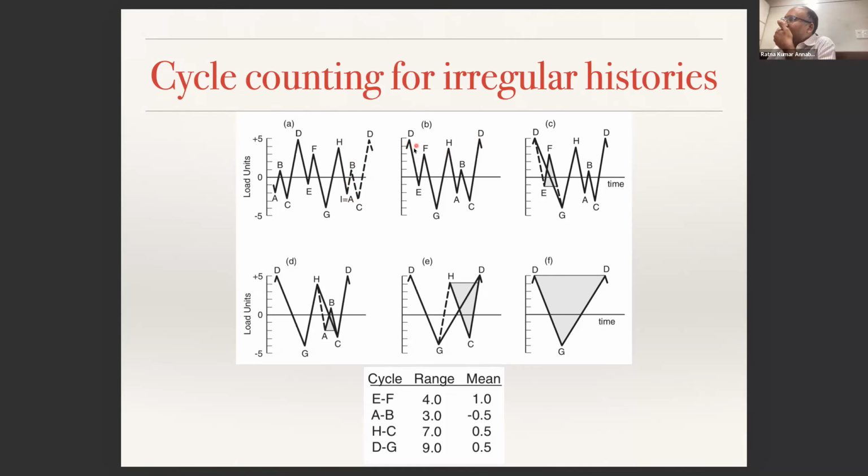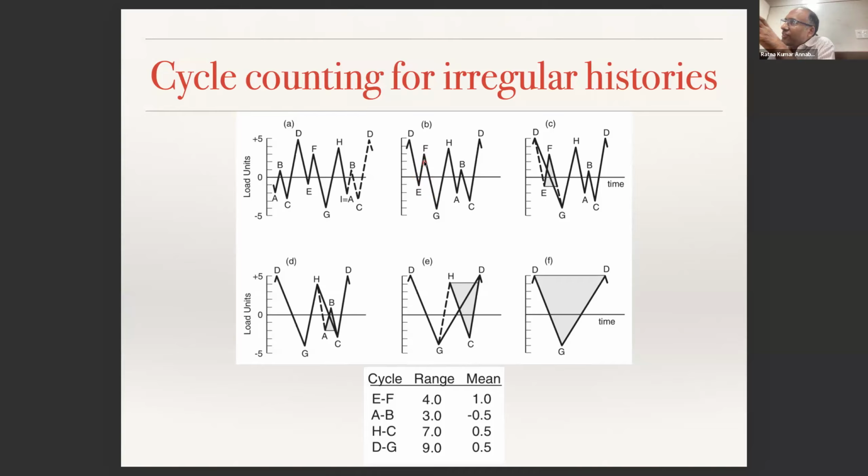Now let us look at DE and EF. Is EF larger than DE? No, sir. So that means we don't count a cycle. Then you leave it. Then come to EF and FG. Is FG larger than EF? Yes, sir. Since FG is larger than EF, then you will count a cycle for EF.